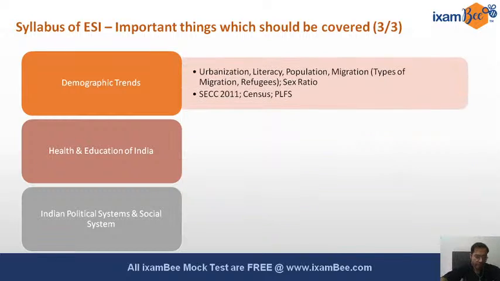So what do you mean by urbanization? The types of urbanization, how do you define the urban agglomerate? The literacy, the population, the migration. What are different types of migration? Who are the refugees? How is it different from asylum seeker? So what is the sex ratio of India?